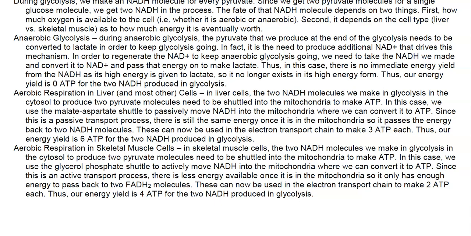In skeletal muscle, it's actively transported across the membrane by the glycerol phosphate shuttle. It costs a little energy, but now we can move energy in at a faster rate, even if it's against an energy gradient. This is especially useful when you have high metabolic needs. By the time we end up in the mitochondria, we can only pass the energy to FADH2 molecules, since these are worth 2 ATP each, and we have 2 FADH2 molecules. Our energy yield is 4 ATP for those 2 NADHs in skeletal muscle.